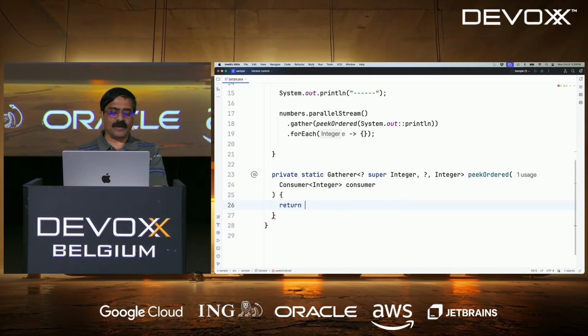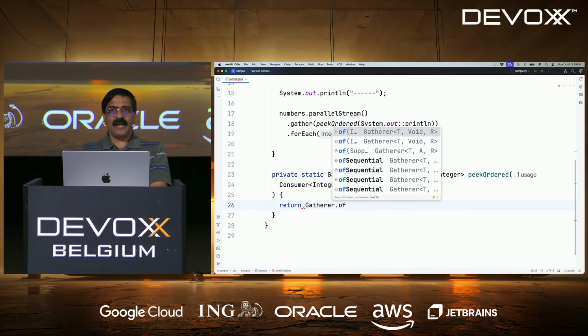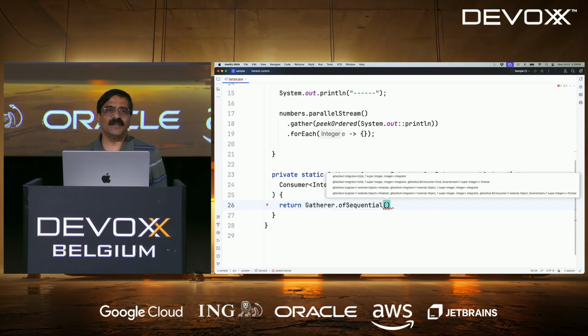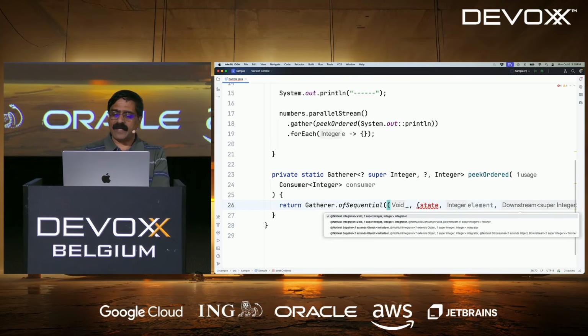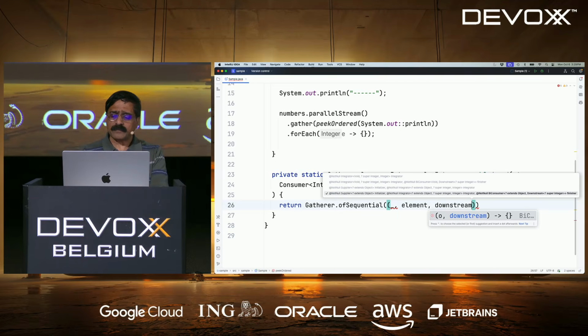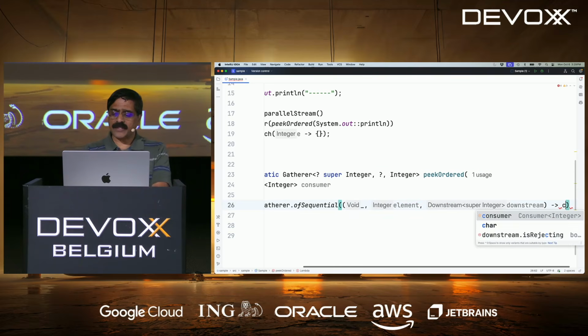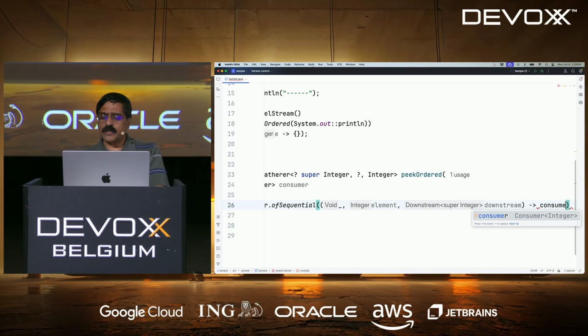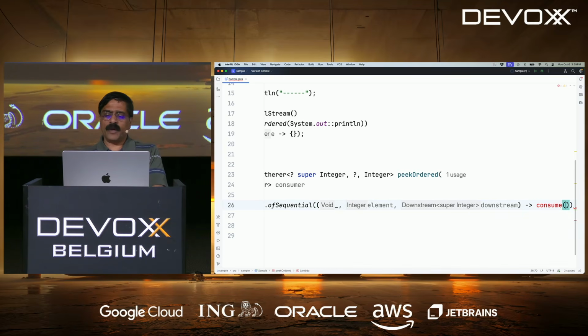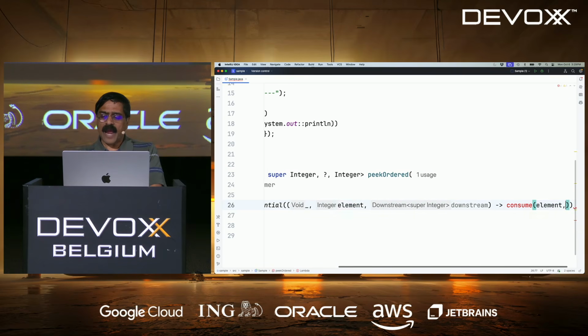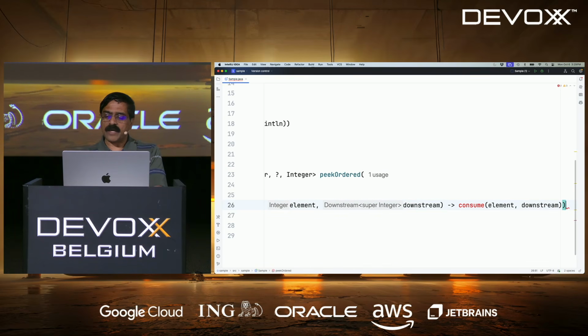So we'll say return a Gatherer.of, and in this case, I'm going to say ofSequential. Why? Because I'm in a parallel stream, I want to run this sequentially, right? So that's why we say ofSequential. Earlier we used of, here we say ofSequential. I don't have a state, I have an element, and I have a downstream, as you can imagine in this case. So element, and then downstream, and what am I going to do with it? So this is consume, consume, and we're going to pass the element, and we're going to pass the downstream to the consume method.